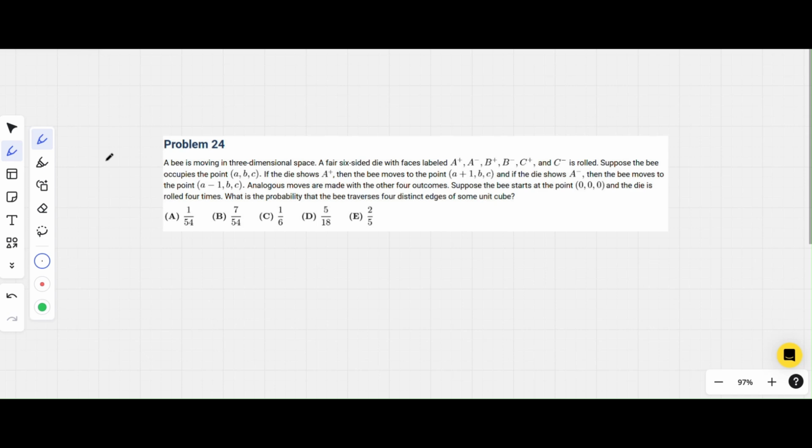In this video, I will be going over my solution to the 2024 AMC 10A problem 24. So the problem states, a bee is moving in three-dimensional space, and a fair die with faces labeled A+, A-, B+, B-, C+, and C- is rolled. Suppose the bee occupies the point A, B, C.